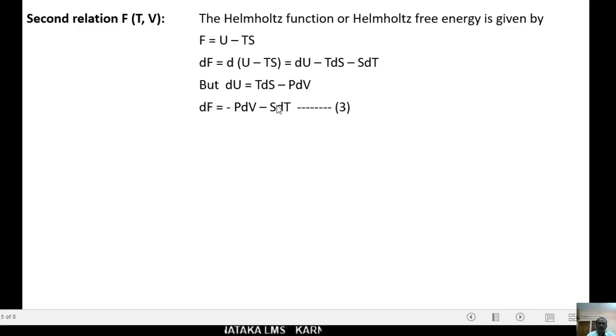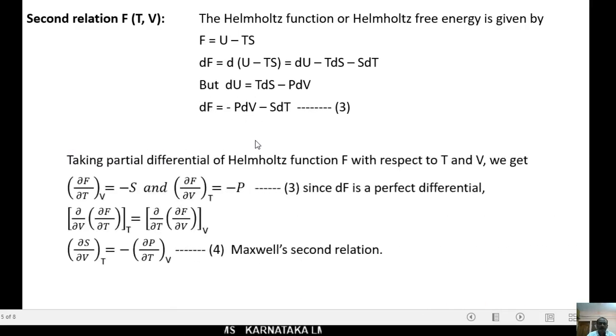By taking directly this equation, we can get, taking a partial differential of Helmholtz function F with respect to T and V, because this second relation is mainly based on this potential, that is a function of F of T and V. Therefore you can directly go through this one, that is ∂F/∂T is equal to minus S and ∂F/∂V is equal to minus P.